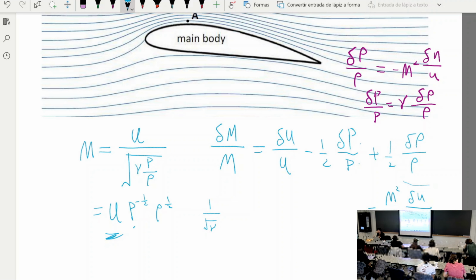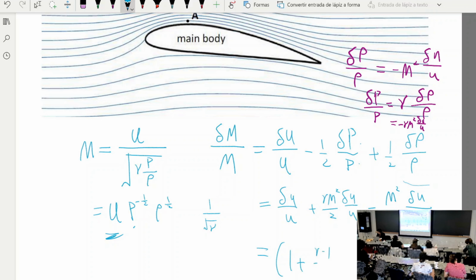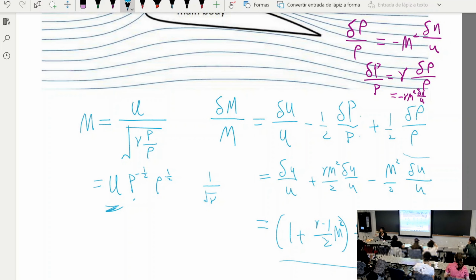Well, delta rho over rho is minus M squared delta u over u, so this is minus gamma M squared delta u over u, right? So plug this in, we now get plus 2 gamma M squared delta u over u, and then there is a delta u over u. So if you add it together, it'll be 1 plus (gamma minus 1) over 2 M squared, times delta u over u. So this is basically the relationship between how a speed change relates to a Mach number change, right?